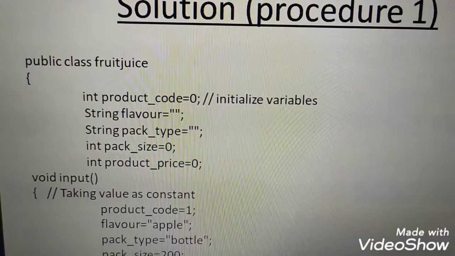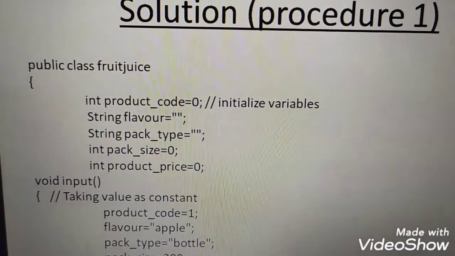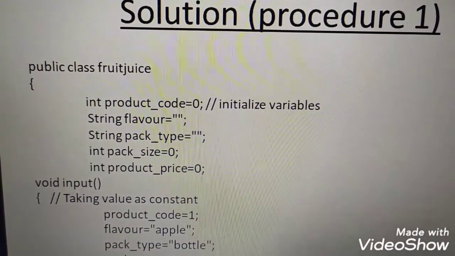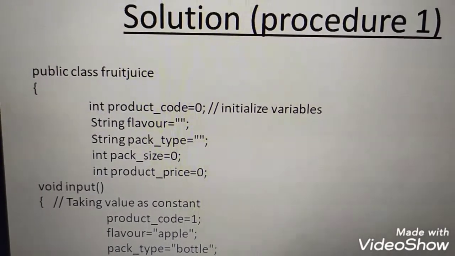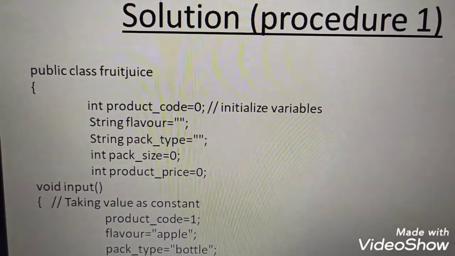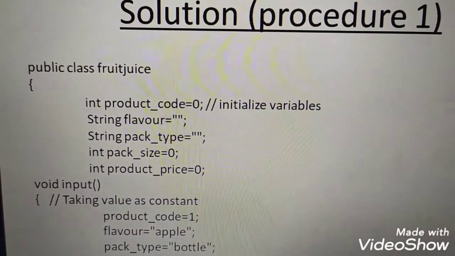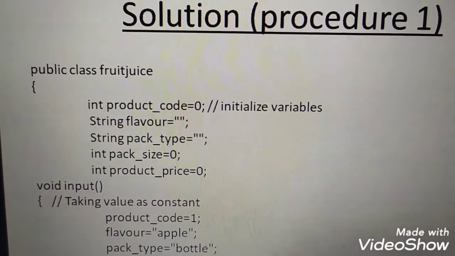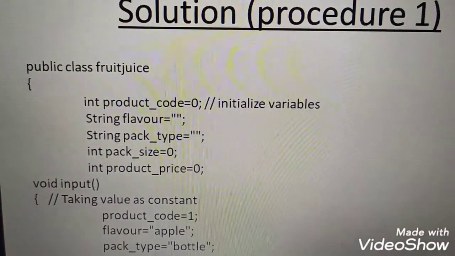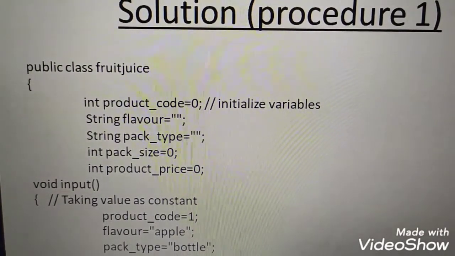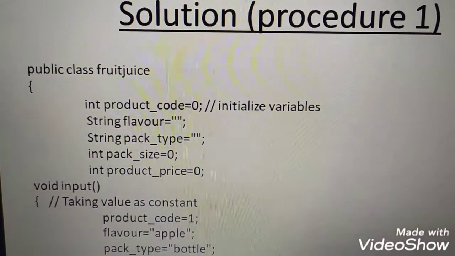Okay, in the program here, the name of the class is FruitJuice. The first step is over, defining of the class. Then initialization of the variables is the second step. So here you see how we have initialized: product code is equal to 0, flavor is equal to double quotes, and pack size is equal to 0, product price is equal to 0, but pack type is double quotes.